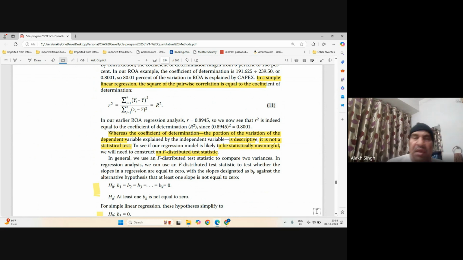For a single variable, this R square is actually your simple correlation square of x and y, because there is only one beta. It is a linear regression of only one dependent variable over one independent variable. So this R square is the same as the correlation square. The correlation was 0.8945, which we can easily calculate. If you know beta, you can easily calculate R.